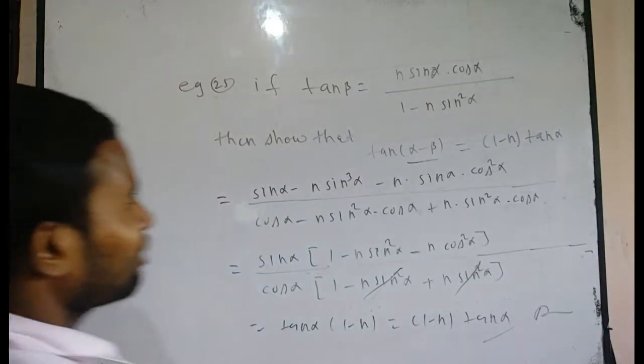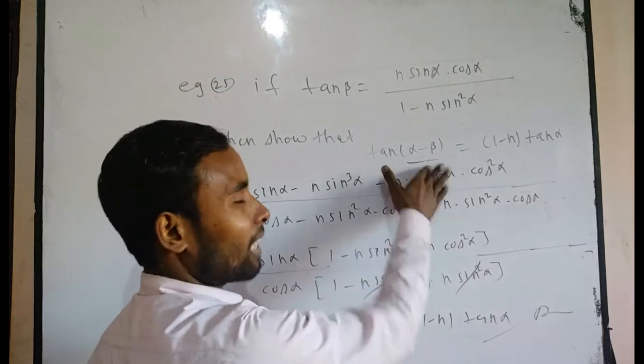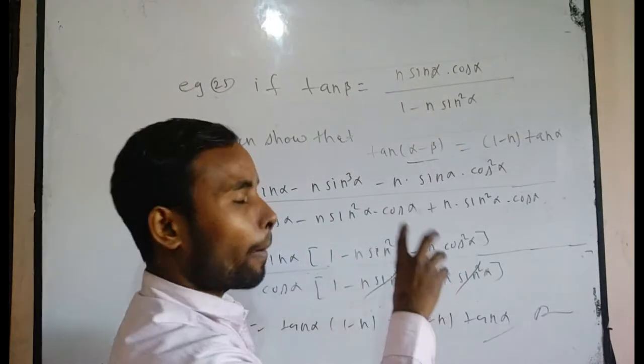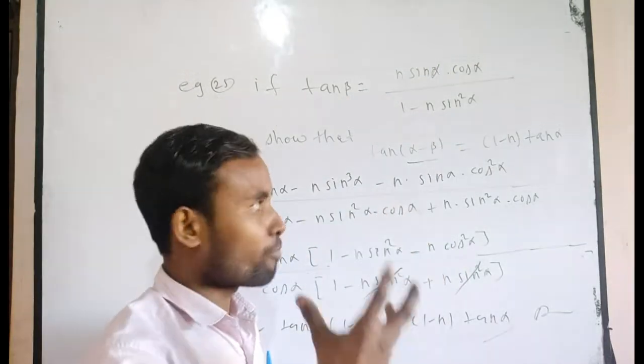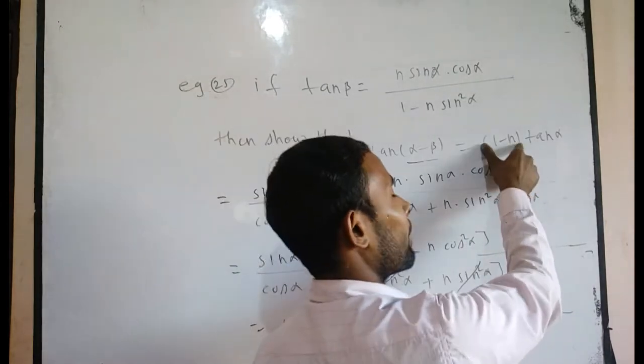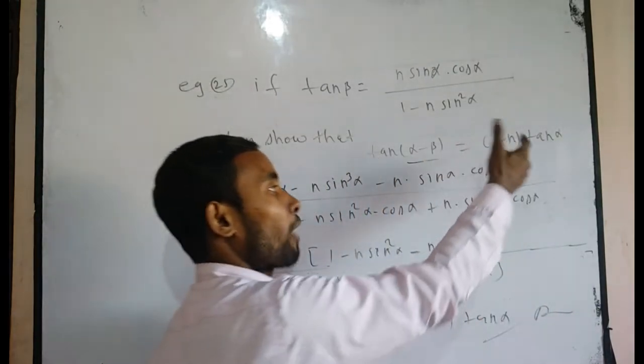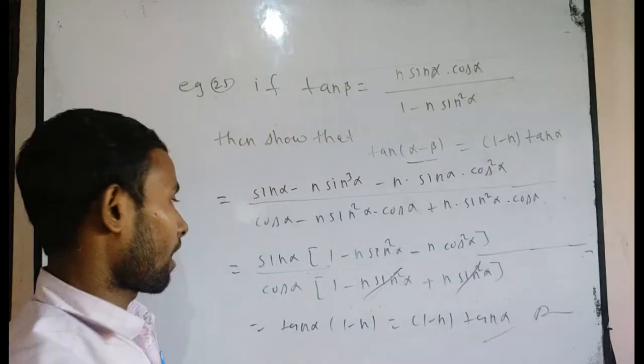Now we take the next example. It is also very easy. You have to simply find tan of alpha minus beta. After it you have to put tan beta, and then manipulate the terms so that you get 1 minus n common, and finally you also get tan alpha in multiplication. That is very simple.